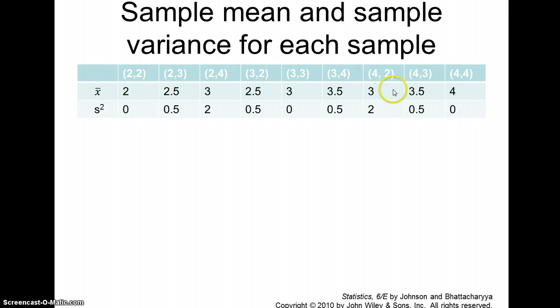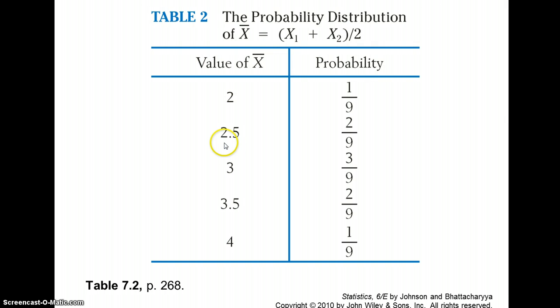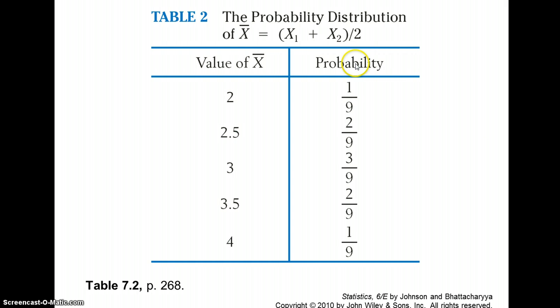So look at this second row here. How many different values do we have? We have 2, 2.5, 3, 3.5, and 4, so we make a list of all these values. And then the probability. Let's look at the number of values. How many 2's do we have out of 9 numbers? There's only 1. So 1 out of 9. And so that's why we have 1 out of 9 here.